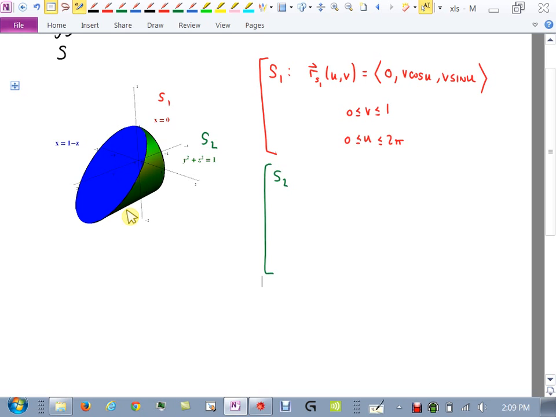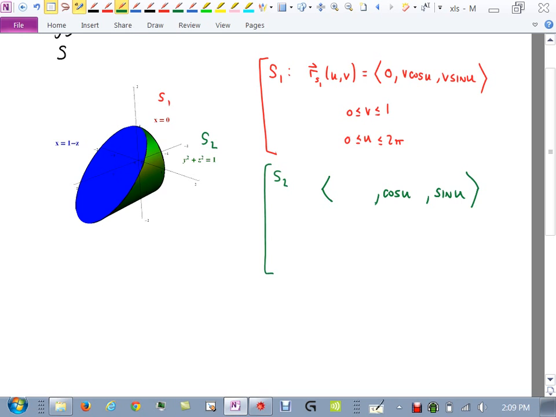Cosine U, sine U, right? I don't need a V in front of it because I don't need to shrink it down. I need to keep it on the outside. But those need to be which components of this? My Y and my Z. So how about cosine U, sine U like that?